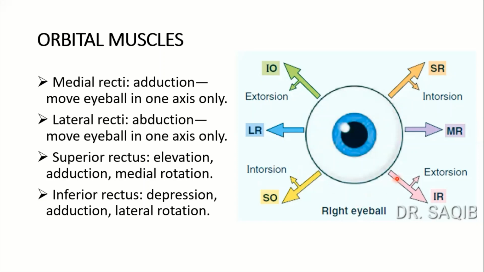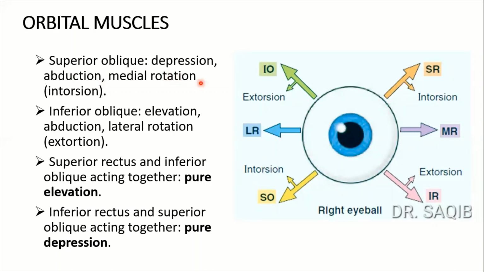And then about the inferior rectus, this direction of pull, it brings about depression of the pupil, or the eyeball, this pole. The superior pole is brought down, towards the inferior direction, and adduction brings it here, and the lateral rotation, this is extorsion, it is rotated like this.